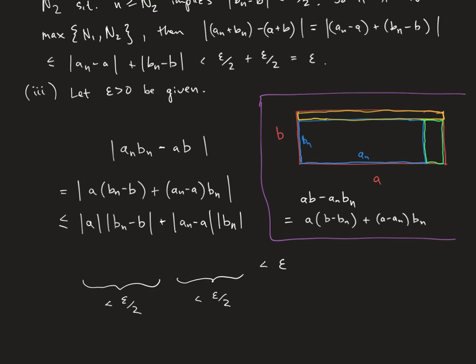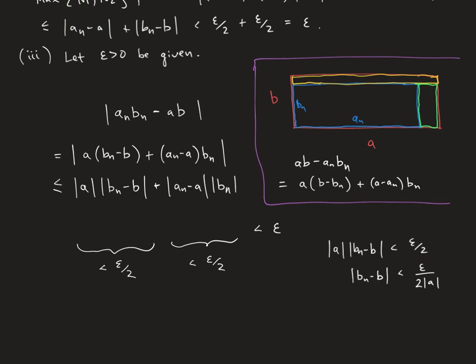So I can make the Bn minus B, I can make that as small as I want. And if I want the absolute value of A times Bn minus B less than epsilon over 2, then I need to take n large enough so that the absolute value of Bn minus B is less than epsilon over 2 times the absolute value of A. Okay, so that's one thing.